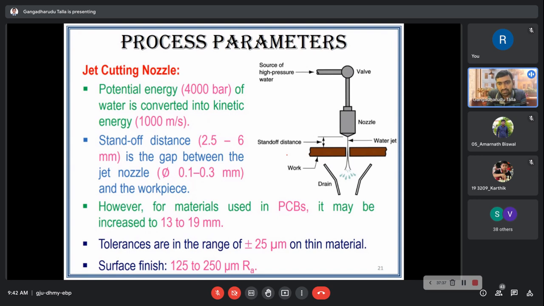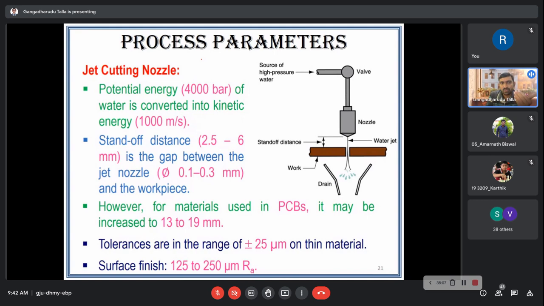But yes, if it is not coming uniformly, if there are some jerks, again wear will be high. That is not the major issue. Generally, if there is such kind of issue, you have to troubleshoot that. Then only will we run the machine. Now process parameters.